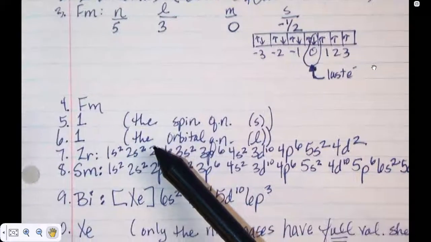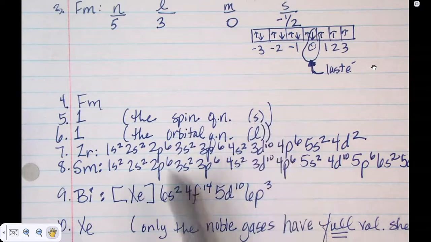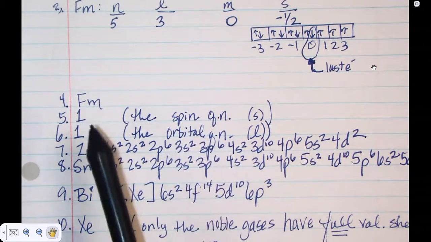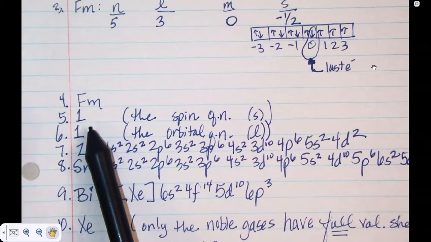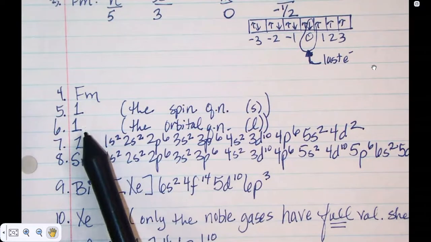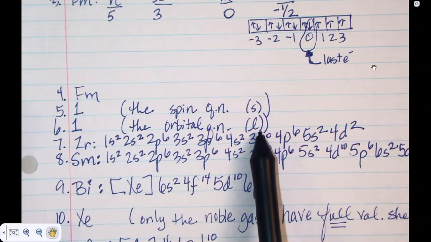Number 5 was 1. It takes only the s quantum number to indicate the spin direction. Number 5 said, how many quantum numbers are needed to indicate the spin direction of an electron? So if all you want to indicate is the direction it is spinning, you only need the spin quantum number. So it takes 1 quantum number for the spin. Number 6 said, how many quantum numbers are needed to indicate the shape of your orbital? Well, it only takes 1 quantum number for that too. The l quantum number tells you the shape of your orbital.